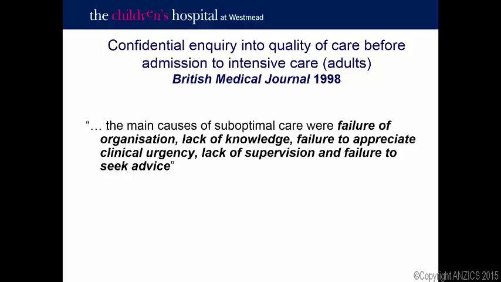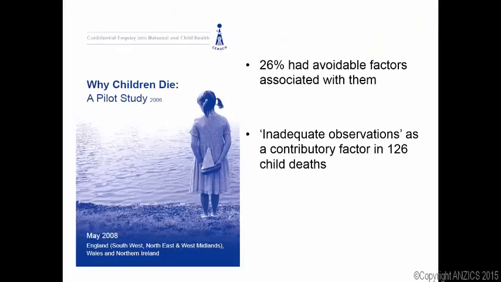Again, this highlights that way back in 1998, we identified these problems. This paper, certainly in adults, talks exactly about the failure of the organisation, the lack of knowledge, the failure to appreciate clinical urgency, and the lack of supervision to seek advice. This is what rapid response systems are about. It doesn't necessarily help with the supervision in all cases, but it's certainly about trying to put some systems around this.